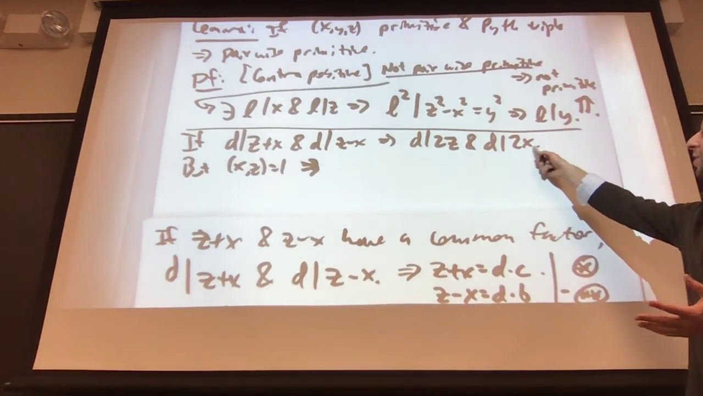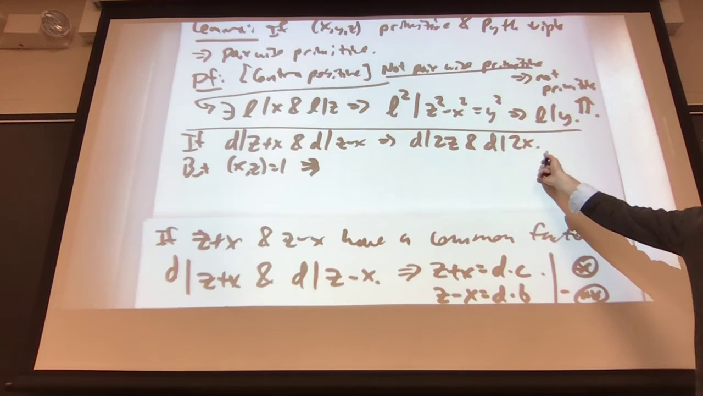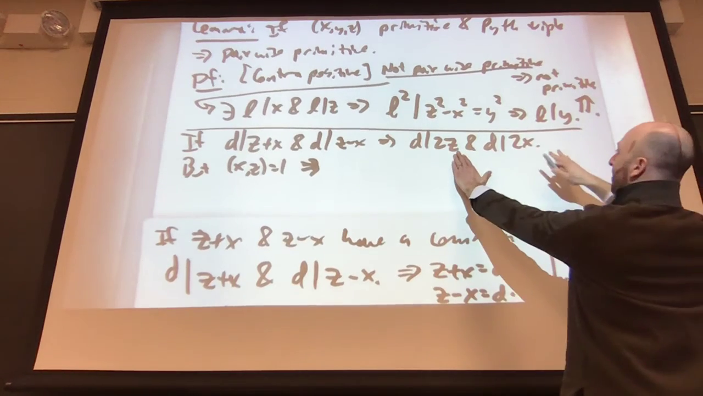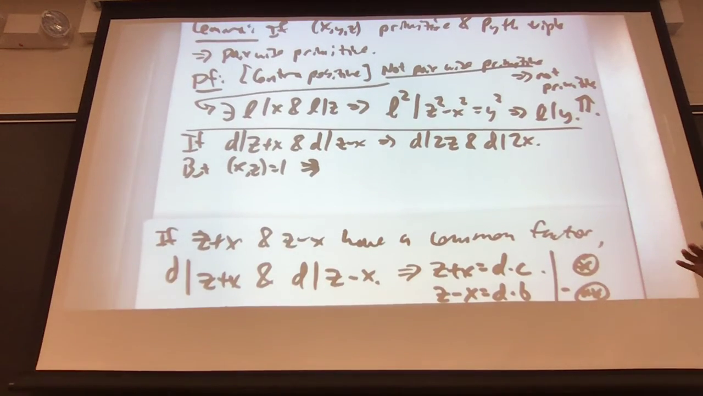And 2 times all the primes multiplying x is what this number is. And d is some combination of those. But these primes and these primes have nothing in common.